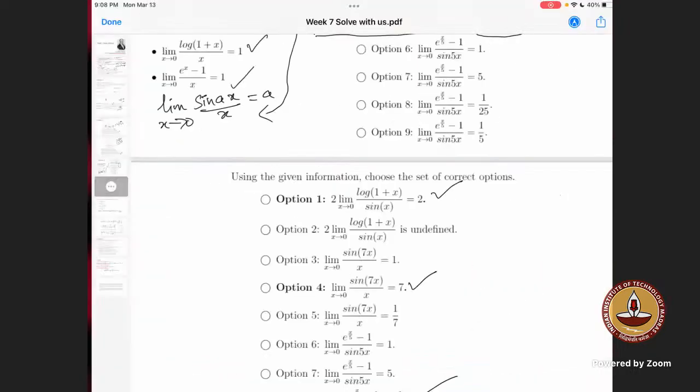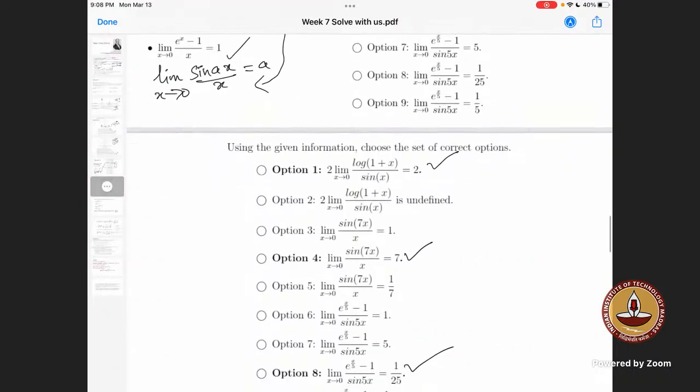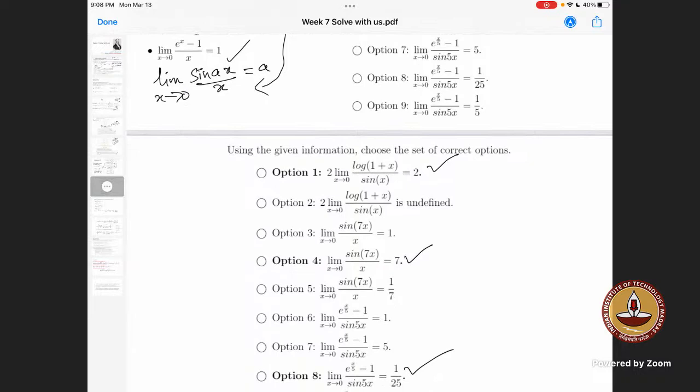Could you simplify the first option, sir? Log 1 plus x by sin x. How did we get 2? See, there is a 2 here, right? That's why the 2 came. There is a 2 over here, and this limit will be 1. 2 into 1, that's why the value is 2.